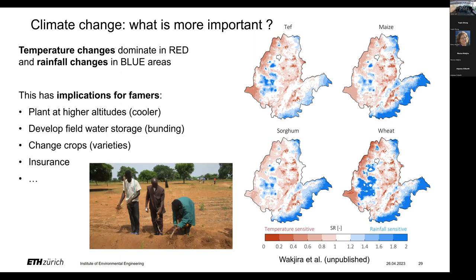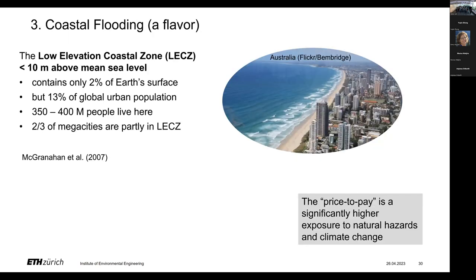What are those implications? You can plant at higher altitudes. You can develop field water storage like this bunding that the people are doing below, or change crops. You can also, of course, use insurance as an adaptive measure and so on. My last element, just two slides. I want to give you a flavor of how we're using global data sets for the coastal city problem with Jovan.